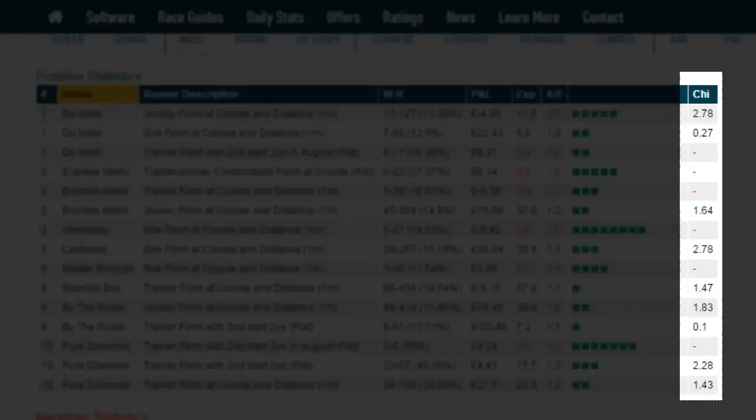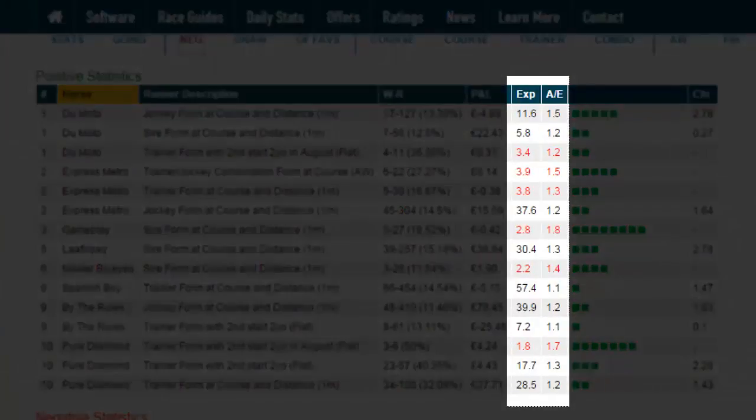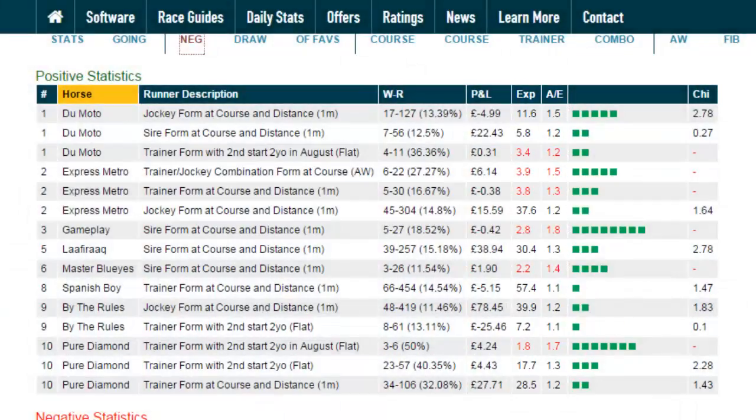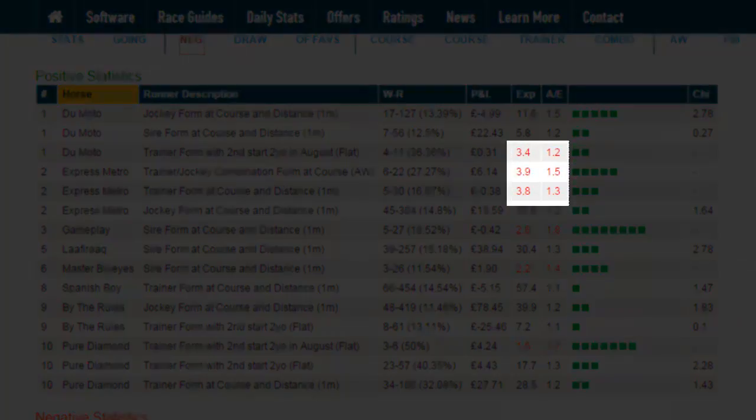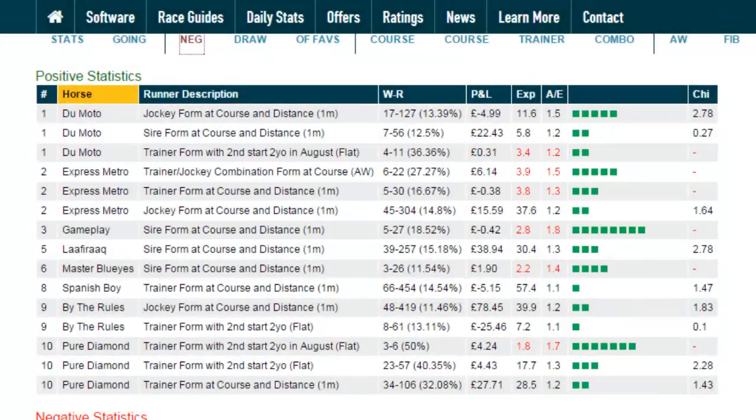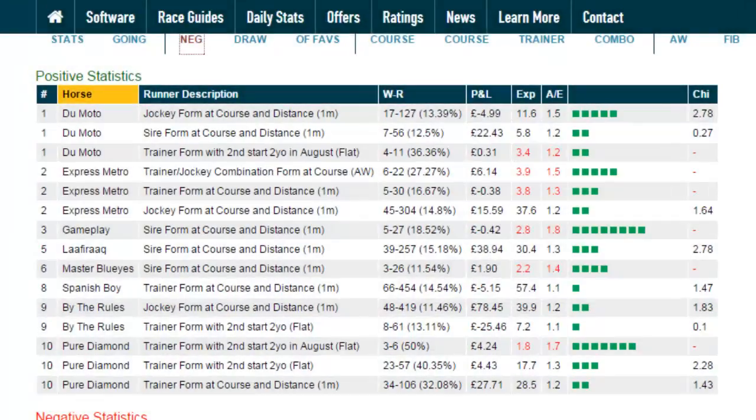The Chi column helps you to determine if the statistic was due to chance or due to a valid set of circumstances. You use the number in this column in conjunction with both these columns. So if the numbers in the expected winners and AE columns are red, this indicates that the sample size is not large enough to take a view about the statistic.